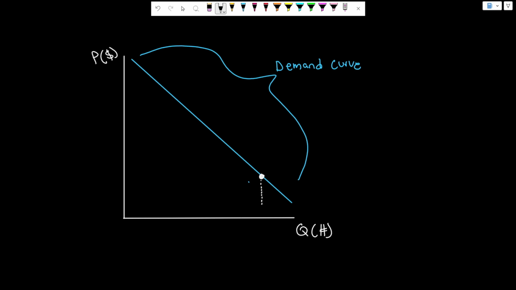So if we go down here, this is our quantity of demand. This will have a number. And so every quantity of demand has an associated price. So if we go to the left, this will have a price. So we'll put P1.